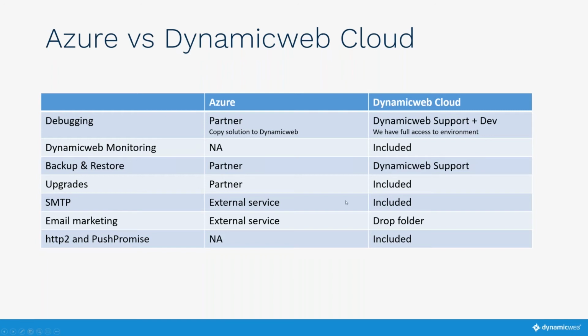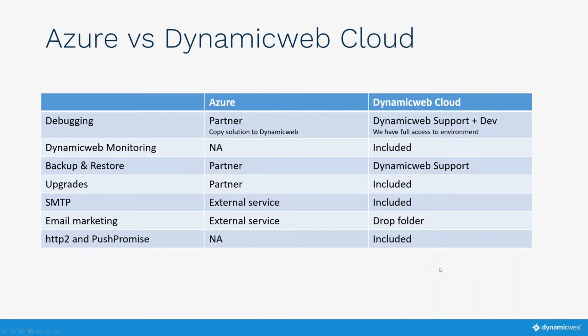Upgrades from one Dynamicweb version to another: we deploy them to the servers, so they're available from the backend. Here you need to copy the files into Azure or make a rollover on a new instance and take care of that process. SMTP is included in Dynamicweb Cloud as part of the offering, and also using drop folders. Here you need to use an external service, and the same for email marketing. We support this drop folder. And one smaller last thing is that HTTP2 push promises are not supported on Azure. HTTP2 is, but not push promises. And it's also part of the hosting in Dynamicweb Cloud.